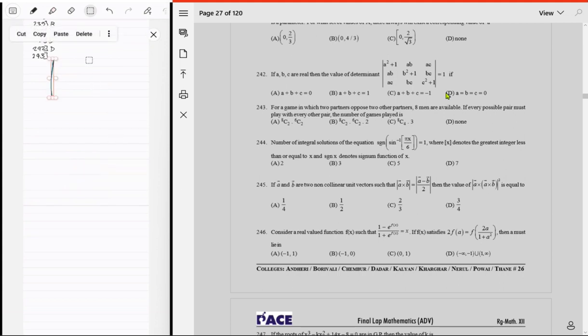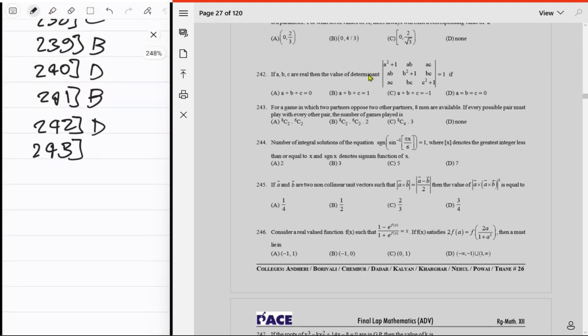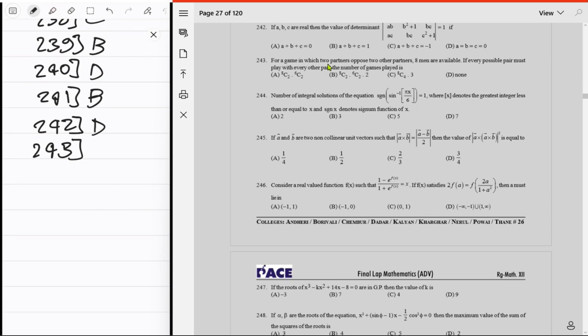Okay, let's go to 243 now. 243 is: for a game in which two partners oppose two other partners, 8 men are available. If every possible pair must play with every other pair, the number of games played is... A game in which two partners oppose two other partners, what do you mean by partners? Oh, like badminton or something like that. 8 men are available, if every possible pair must play with every other pair. अच्छा, so basically, like, okay, got it. Number of games played is... okay, cool. Every possible pair must... okay, समझा मैं, but this is kind of weird.